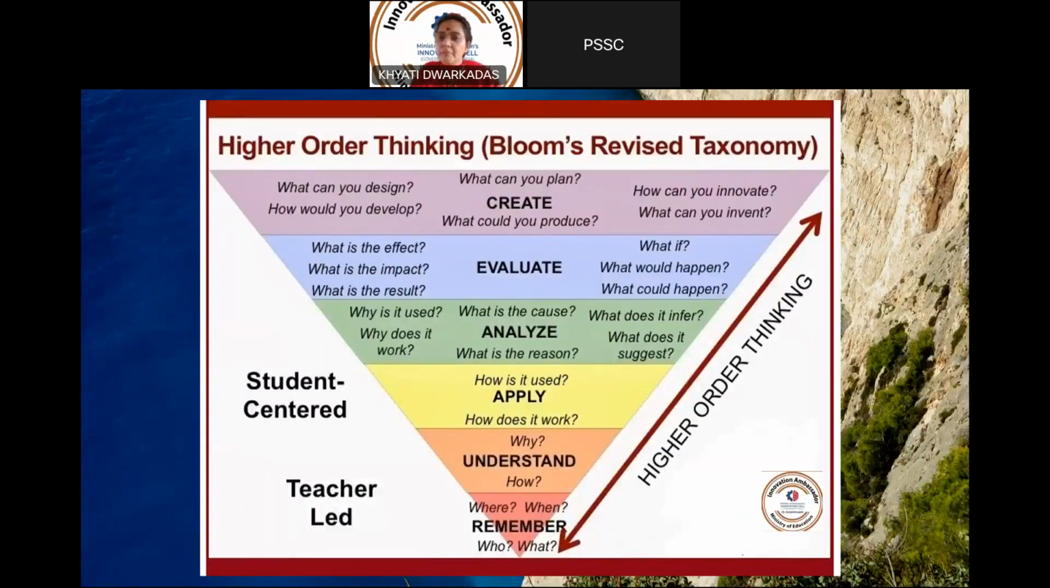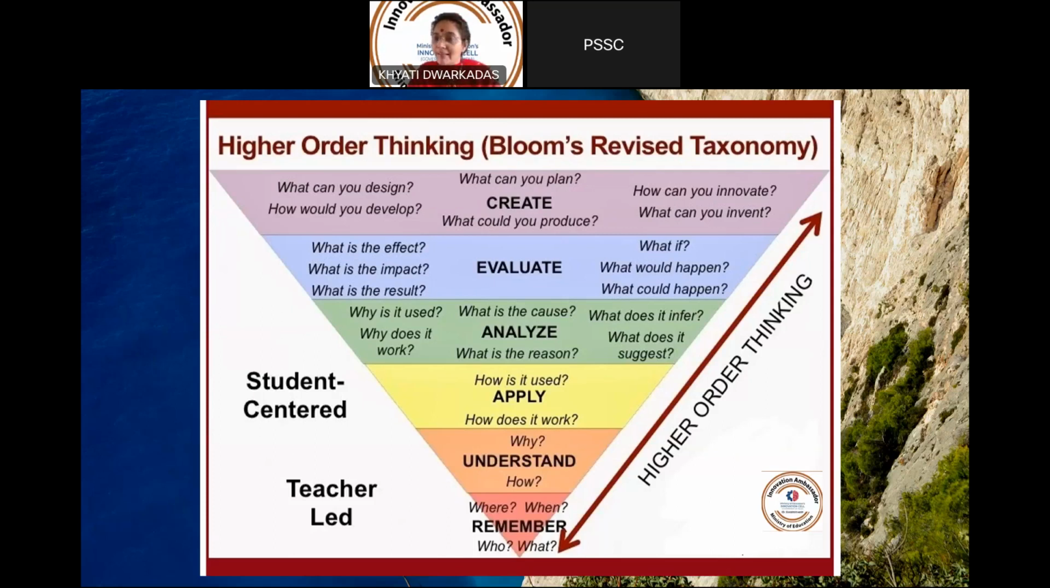Now, have you heard of the Bloom's taxonomy? Yes, it is absolutely in front of you on your screen. When you look at the Bloom's taxonomy, it starts from the lowest order of remember and takes you up to the highest order, which is create. So remember is all about recall, the when, the where, the who, the what. When you talk about understand, it is all about the how and the why. And apply is about how is it used, how does it work.